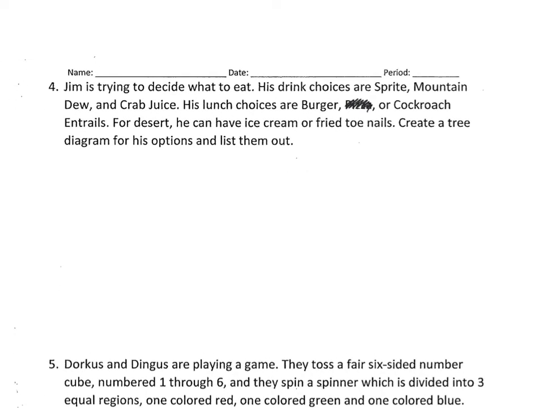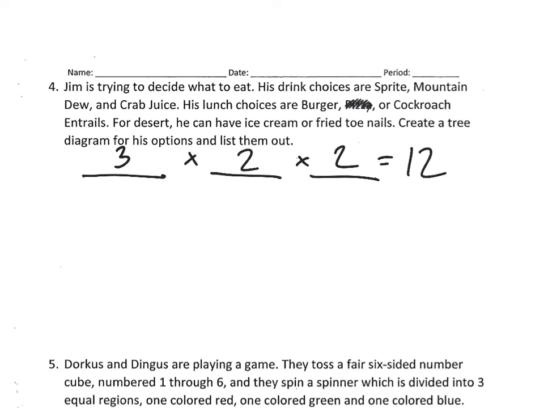So now we're going to think about how many options we've got. He's got drink choices, he's got lunch, and he's also got dessert. He's got 3 drink choices, 2 lunch choices, and 2 dessert choices. If I multiply these, it will tell me how many total options we've got. So 3 times 2 is 6, times 2 more is 12. So we should expect to see a total of 12 items in our tree diagram and 12 things listed out.